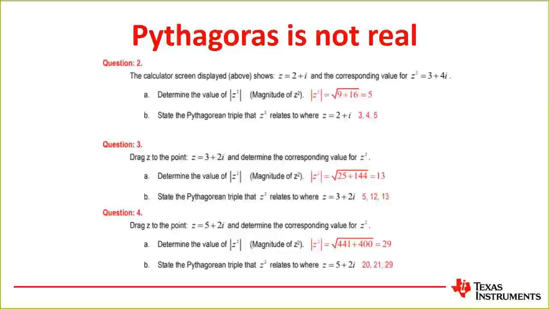The activity then goes on to ask students what they note from moving z around the Argand plane on the left. Getting students to display z as 2 plus i, they'll get an automatic update of z squared being 3 plus 4i, and then you can ask them to determine the magnitude of z squared, and to identify the Pythagorean triple that z squared relates to, where z equals 2 plus i. You can see that's the case for question 3 and question 4, where z in question 3 is 3 plus 2i, and in question 4, z equals 5 plus 2i. The term that's being used there is drag. So it's making contact with the point and dragging it to that particular location.